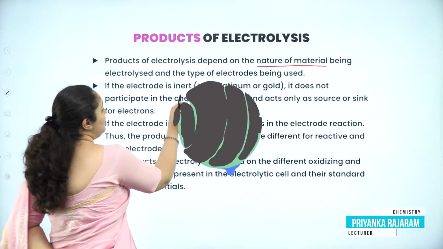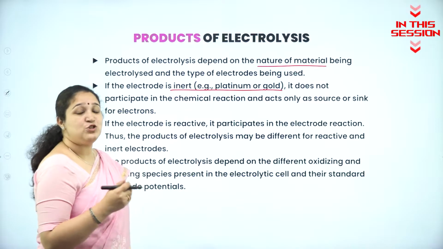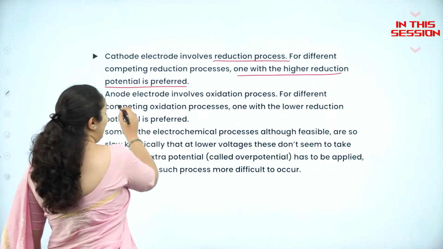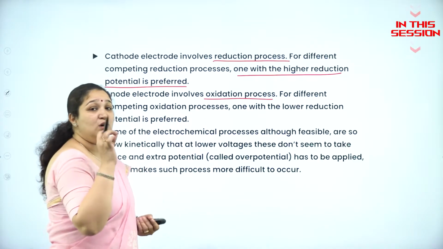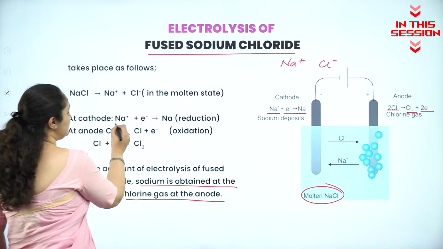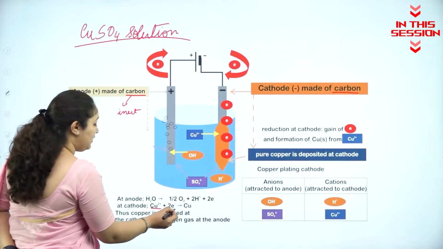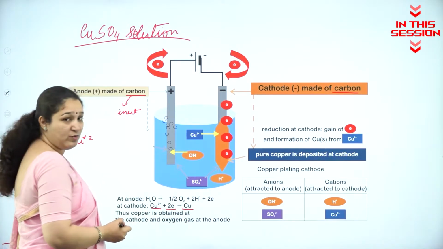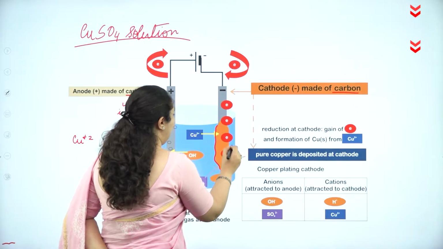If the electrode is inert like platinum or gold, which do not take part, as at anode oxidation is happening, the one with the lower reduction potential. So it's very simple. At cathode what is happening? Na plus accepts electron to form sodium metal, copper is accepting electrons to form copper solid and gets deposited at cathode.